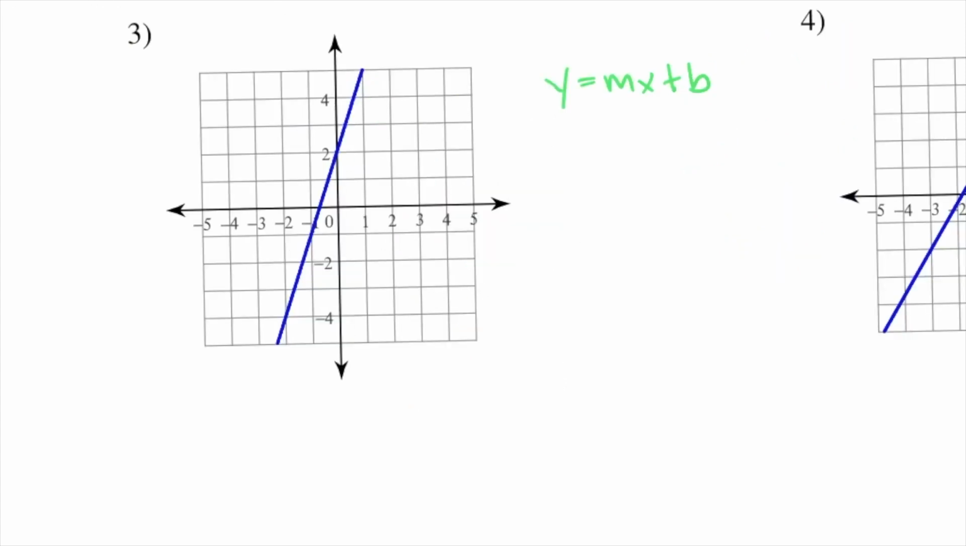Now, looking at number 3 on this worksheet, I can tell you that it's crossing right here at 2. That's your y-intercept. So I'm going to go ahead and write y is equal to something x plus what? What is my y-intercept? Oh yeah, 2. Okay, so now I need to find out what my slope is. What is the steepness of my line?